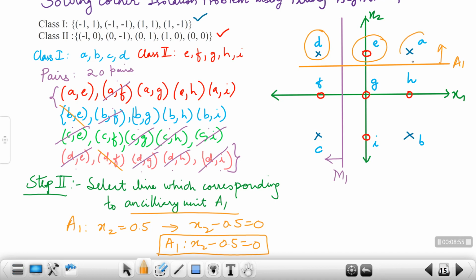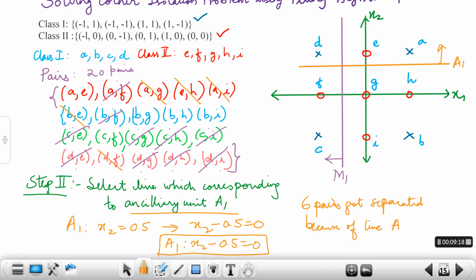Now with respect to A, which are the patterns which are getting separated? The patterns which are getting separated are A, H, A, G and A, I. So these three patterns are also getting separated. So how many patterns altogether got separated here? There are 6 patterns which got separated because of this. Now if you see here, from A, E is remaining, C, F is remaining, and rest all are from B. So 5 pairs are remaining to be separated.